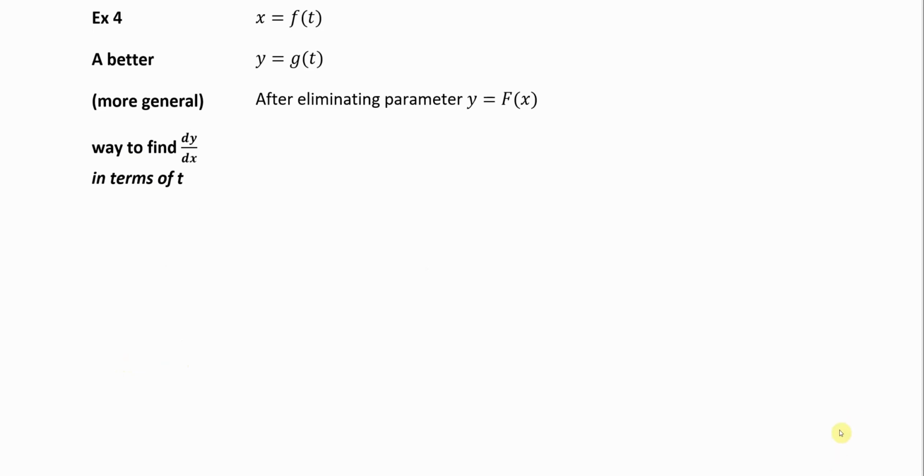So here is what it looks like in the general case. x is some function f in terms of t. The y coordinate is some function g in terms of t. And after we eliminate the parameter, we get y in terms of big F of x. Okay, so there's a lot of letters here to keep track of. Just take a moment, maybe pause the video and try to make sense of that before you go further. And our goal is to find a way to describe dy dx, but in terms of t.